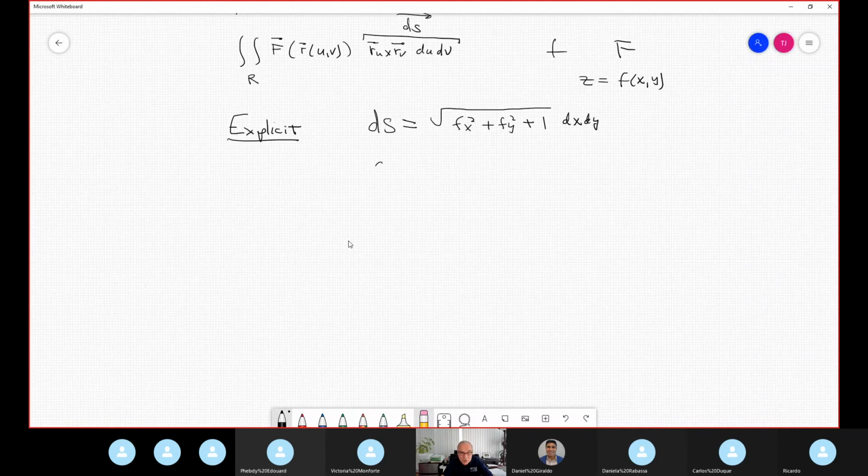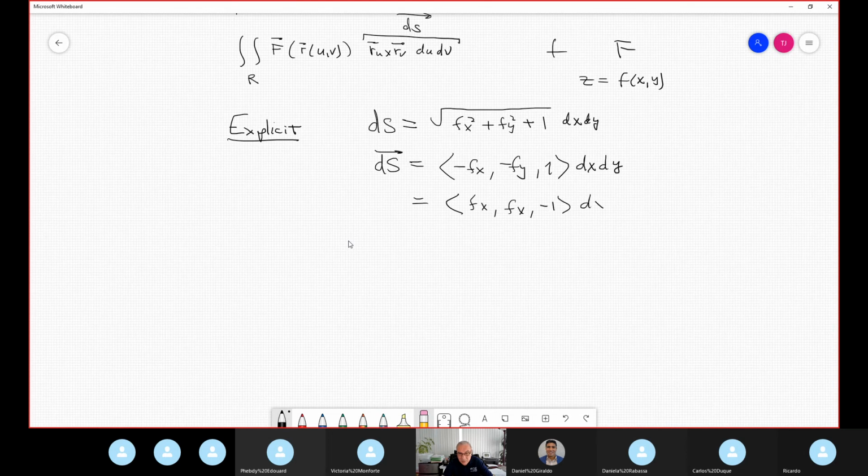But consider this vector, the vector I proved in the last class: minus Fx, minus Fy, 1, dx dy. There is no problem. You consider the opposite sign, positive here and negative here. You know that the only difference is whether the normal vector points up, out, or in. You analyze it in one specific example.